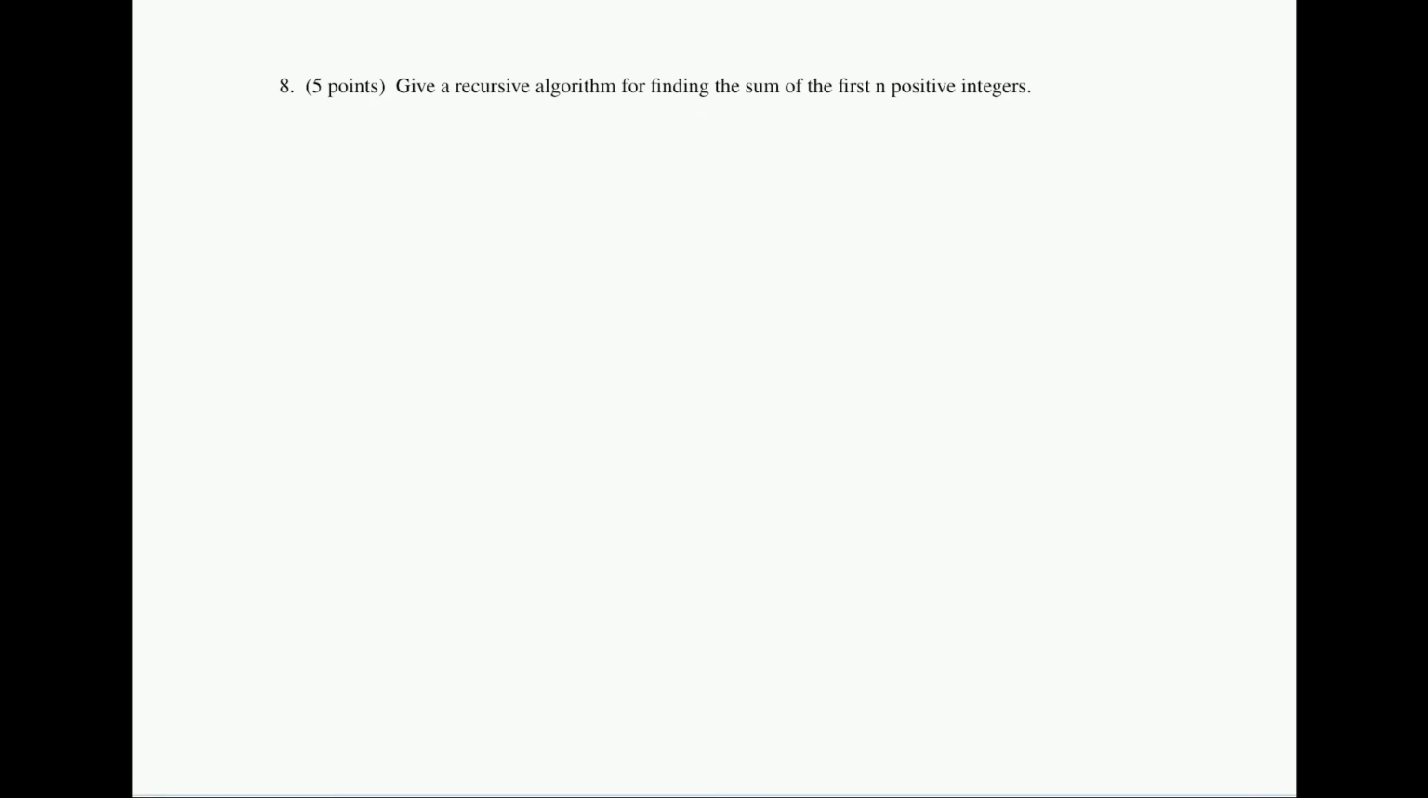So next one, give a recursive algorithm for finding the sum of the first n positive integers. So again, if you put in like a 7, right? That's 1 plus 2 plus 3 plus 4 plus 5 plus 6 plus 7. But you can think of it as we can take the n minus 1 version of that and then just add this, right?